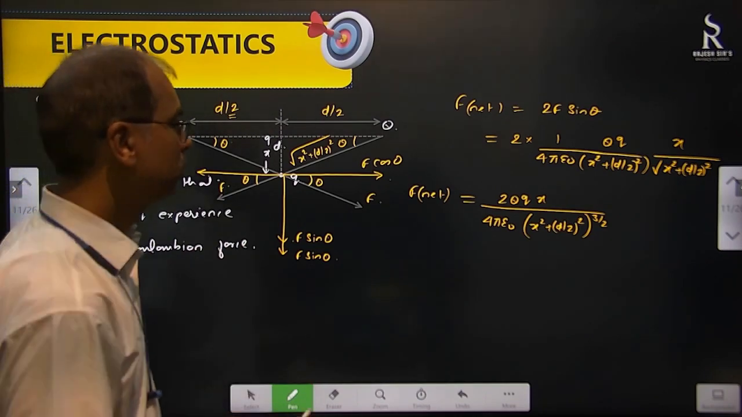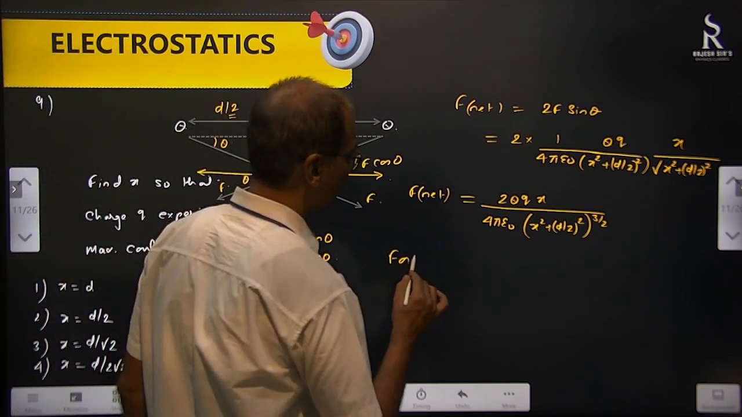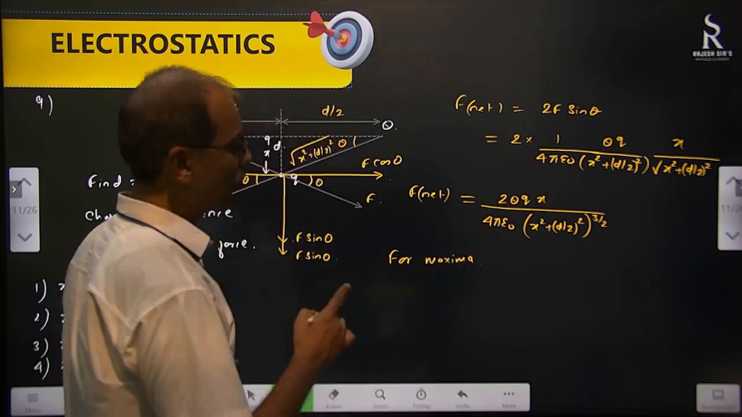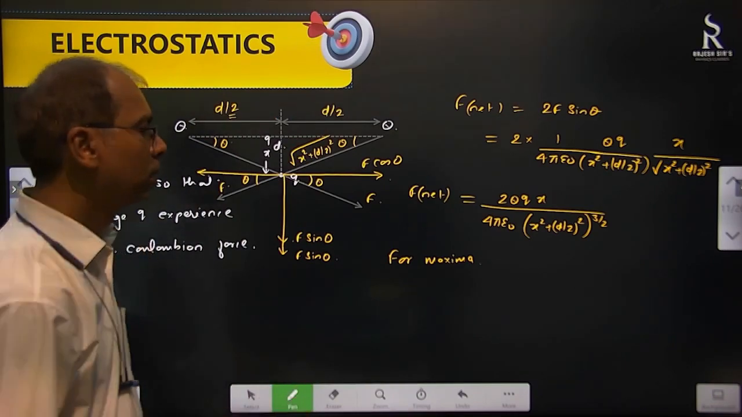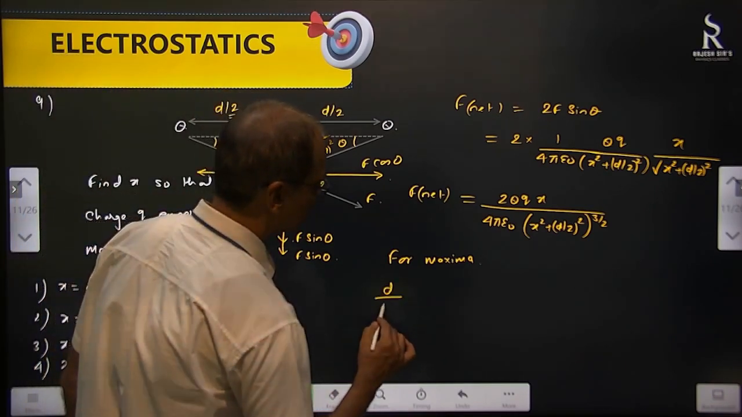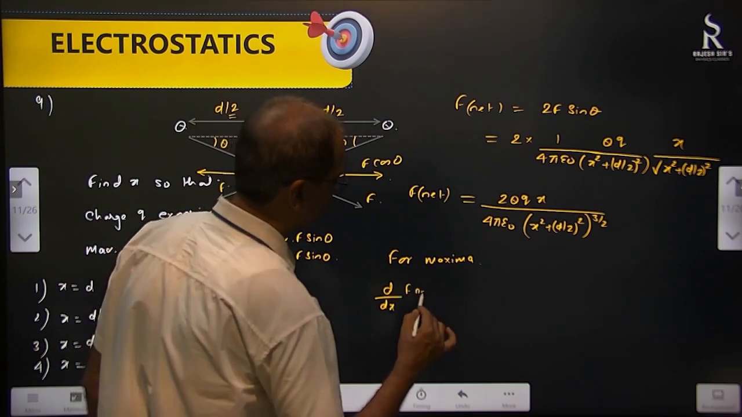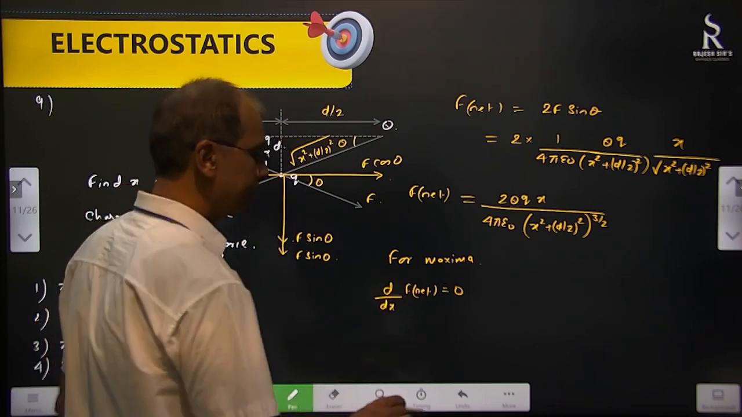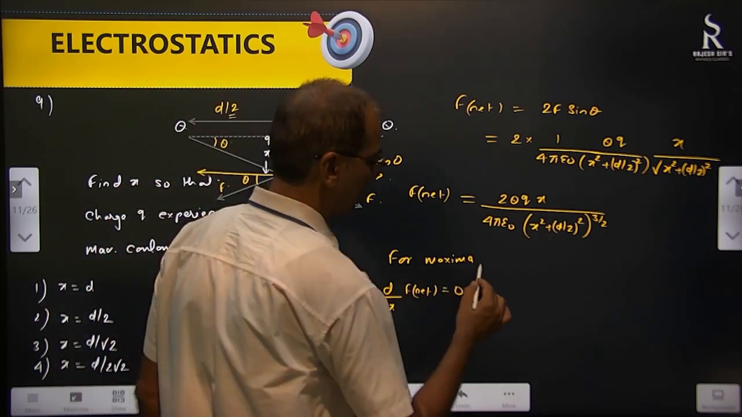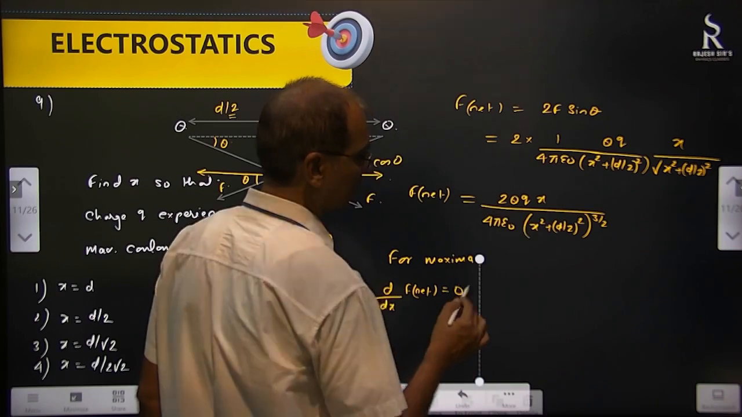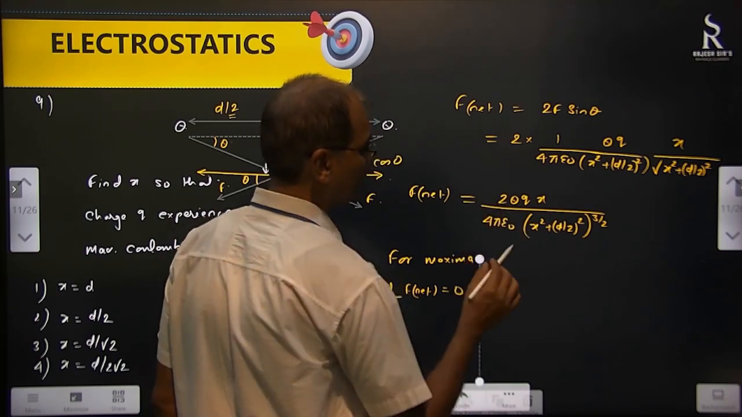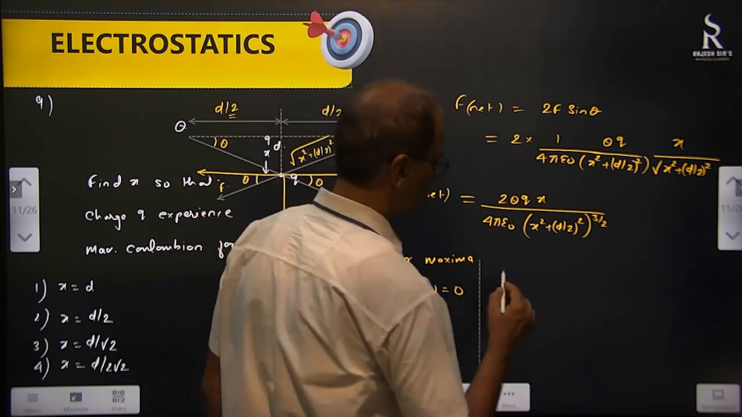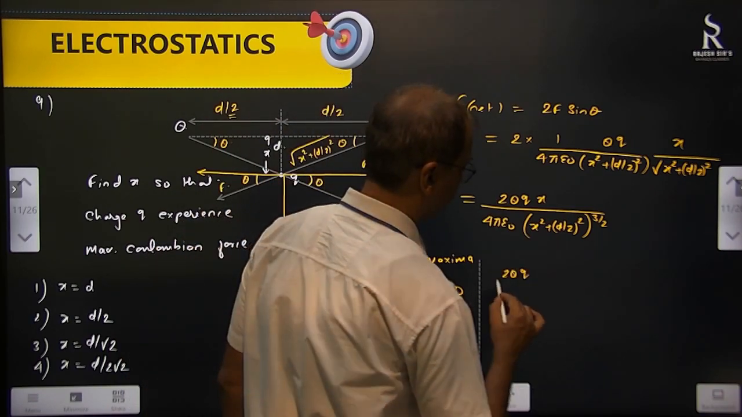Differentiation. Okay. So for maximum value, for maxima, whose maxima? Force, because we want maximum force. So you say, d by dx of F net, we are going to do, and then we'll equate it with 0. This is the condition. Let's start. Now first thing is, in this one, decide what is constant. 2 q q by 4 pi epsilon naught is constant, so take them outside. We are not going to differentiate them. So 2 q q by 4 pi epsilon naught.